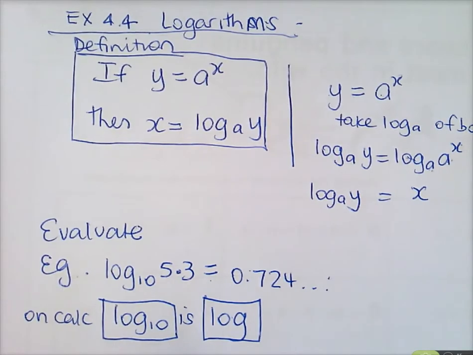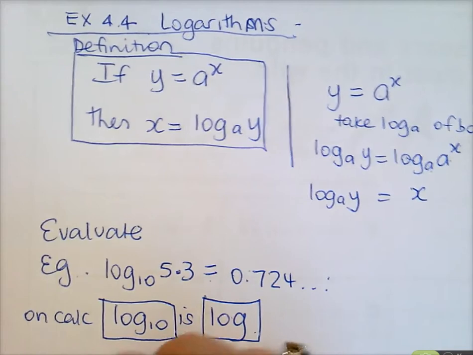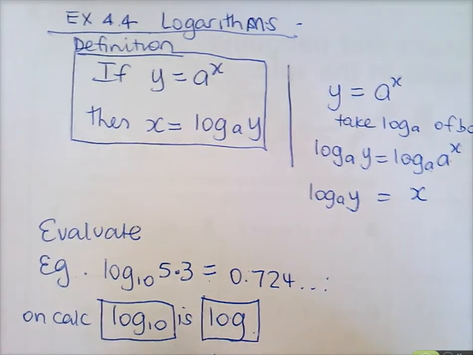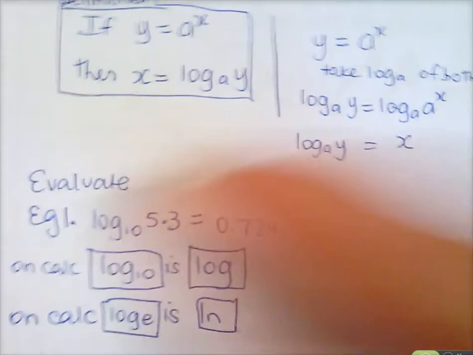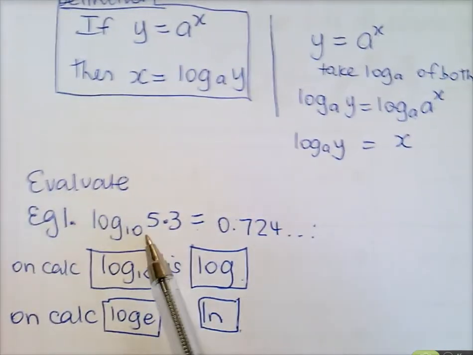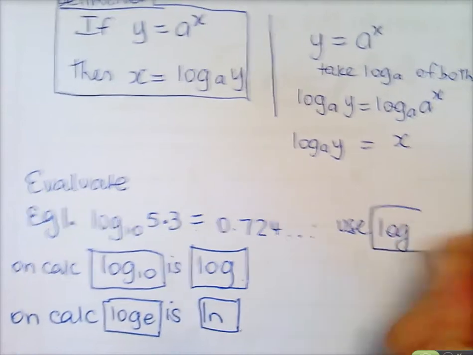There are 2 log keys on your calculator. One of them is LOG. That LOG button means log to the base 10. What if it's a log to the base 7? No, you can't do it. The other button on your calculator is an LN button. LN is log to the base e. So if I ask you to evaluate log to the base 10 of 5.3, you use the log button. Got it?